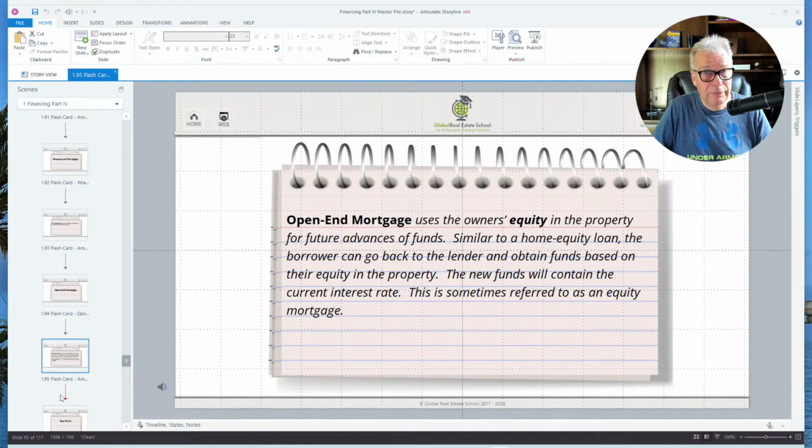But it's really a pretty cool mortgage, a future advance deed of trust. It's basically a home equity line. It's a great mortgage. If you have one of those and your central air or your furnace goes out, you can always go and use that equity. An open end mortgage uses the owner's equity.